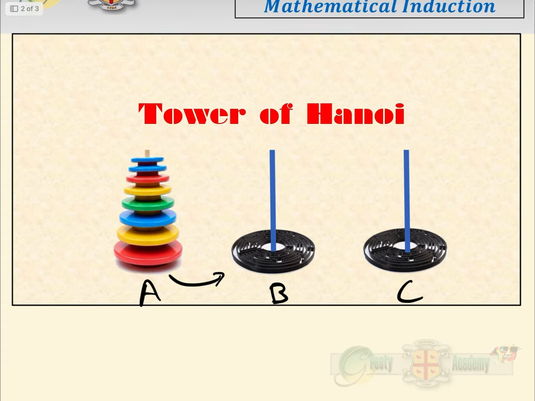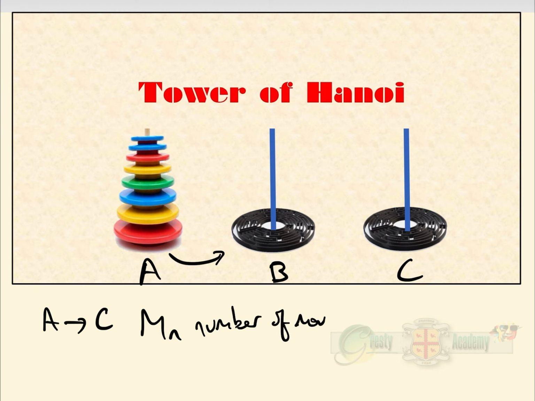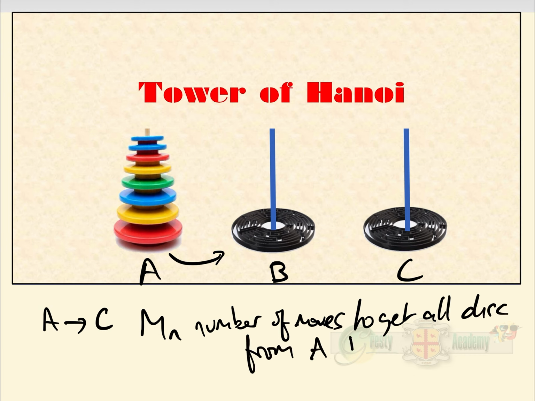So now let's have a look. How many moves would it take to get all discs from peg A to peg C? We want to know what M_n is. So M_n we're now defining as the number of moves to get all discs from A to C, but moving only 1 peg at a time. Again, we're going to do this by a recurrence relationship.